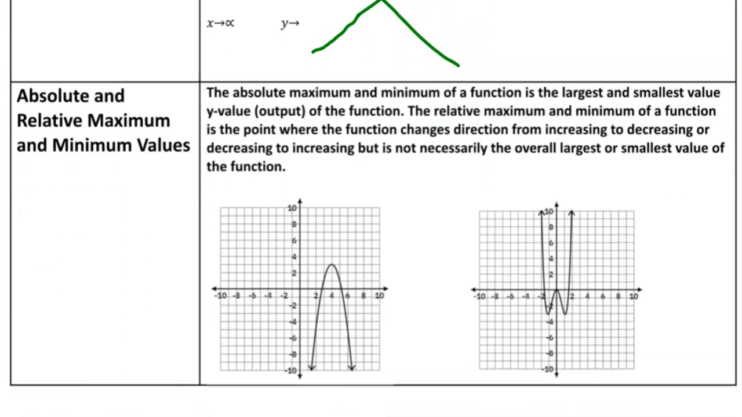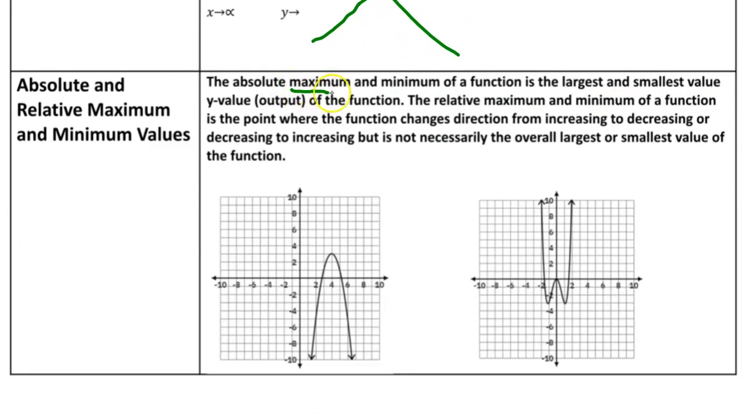Now, let's talk about the absolute max and min of a function. It is the largest and smallest value for y of the function. The relative maximum and minimum of a function is the point where the function changes direction from increasing for y to decreasing for y, or decreasing for y to increasing, but not necessarily the largest or smallest value of the function. So for example, as I go up the mountain, which means x is increasing, what is y doing? It's also increasing.